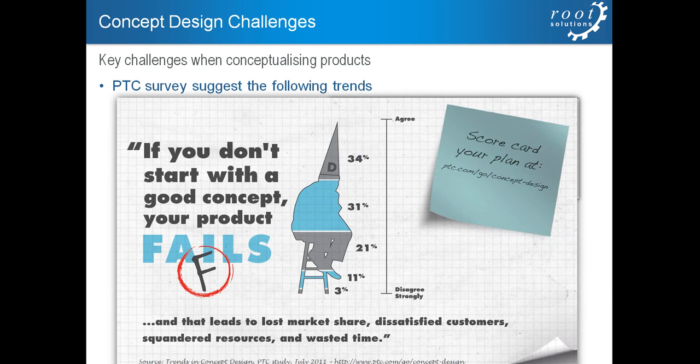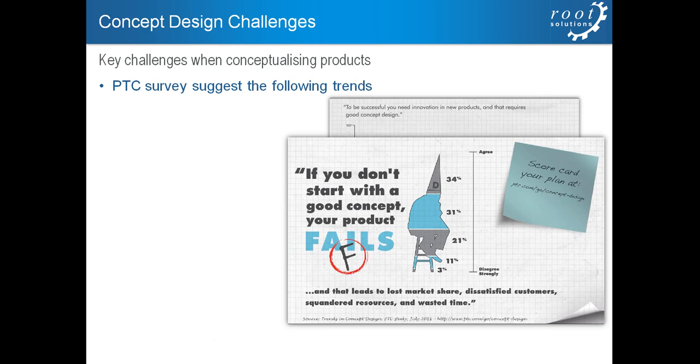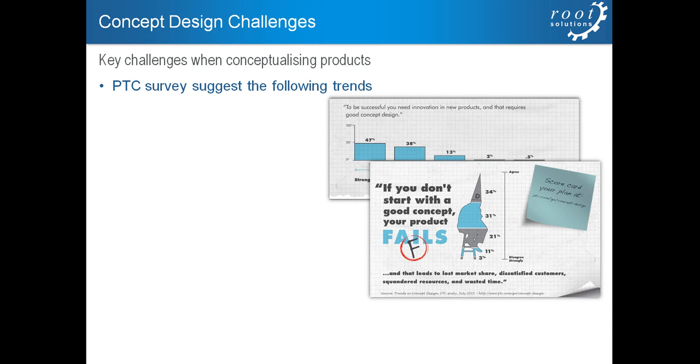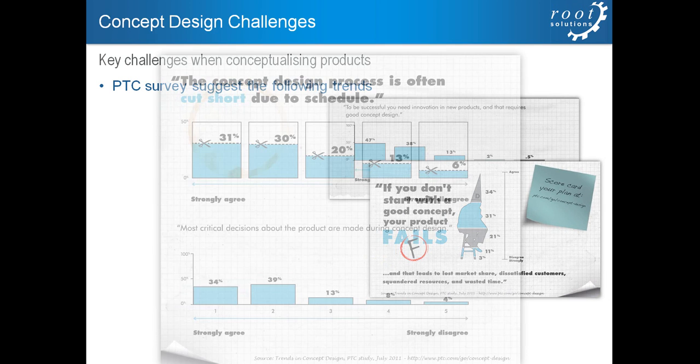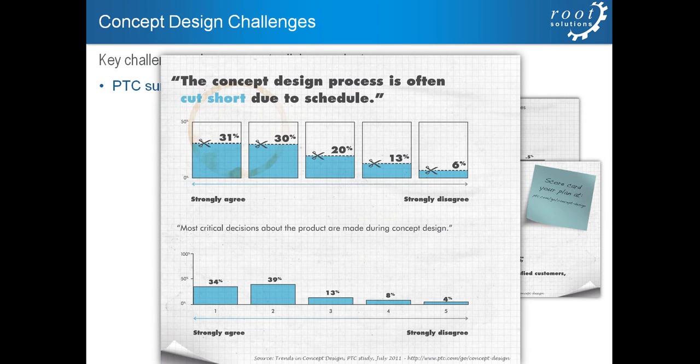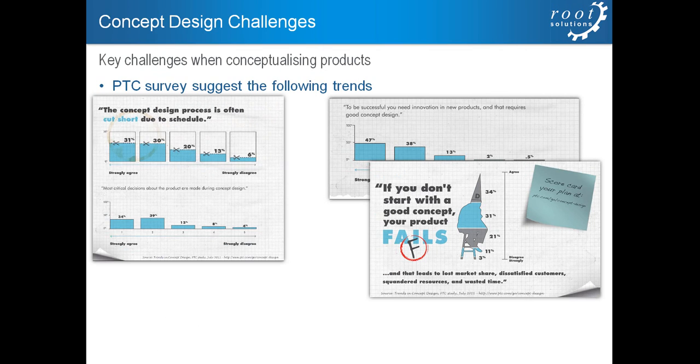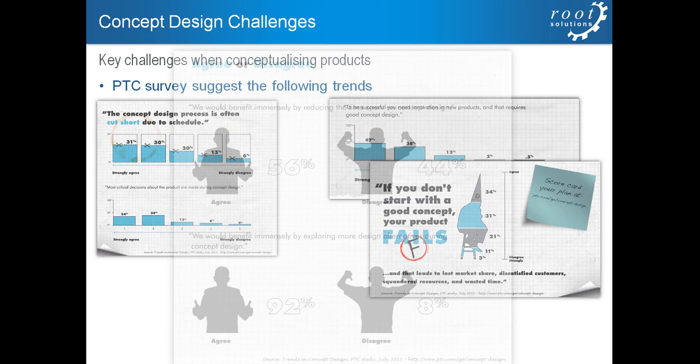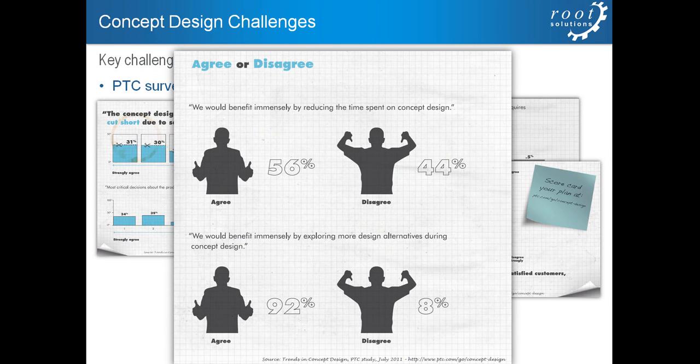Failed products lead to loss of market share, unhappy customers, and squandered money and time. We also found that despite almost everyone agreeing that most of the critical decisions happen in these early concept phases, this phase can often be cut short due to scheduling problems. Companies don't really want shorter design phases, but what they would like is the ability to explore and investigate more designs in the time that they've scheduled and allocated for concept design.